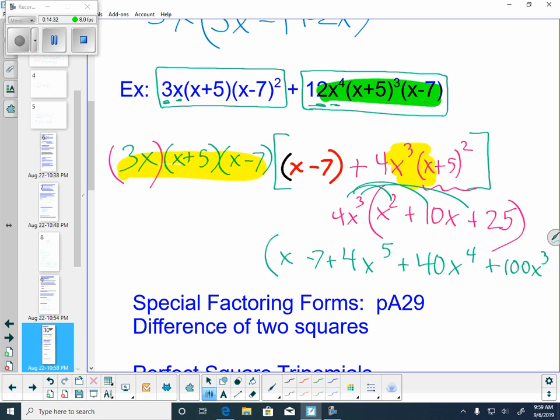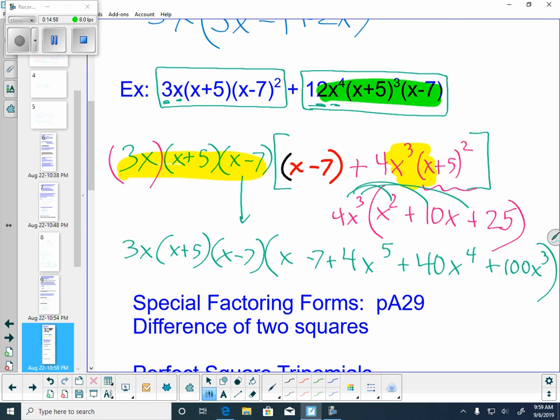So this whole thing, I could put it in standard form, like descending powers of x. But I don't think I have any like terms here to combine, right? So I think I would just leave it for right now. And don't forget, I still have to multiply this by this x minus 7, and this x plus 5, and the 3x, parentheses optional for the 3x. Are we okay with this?